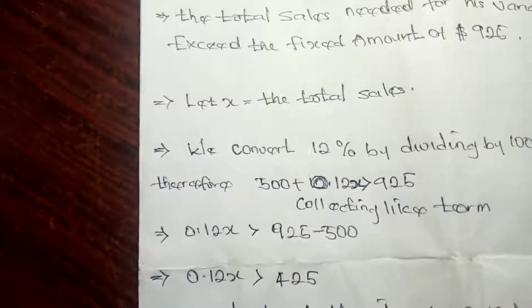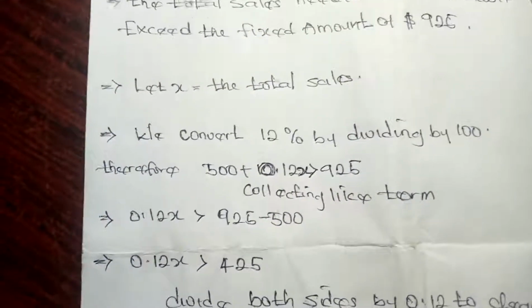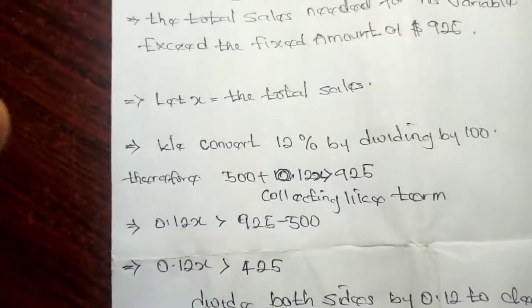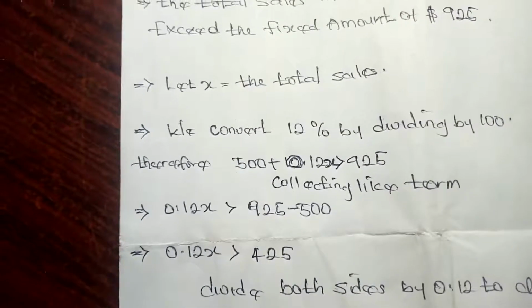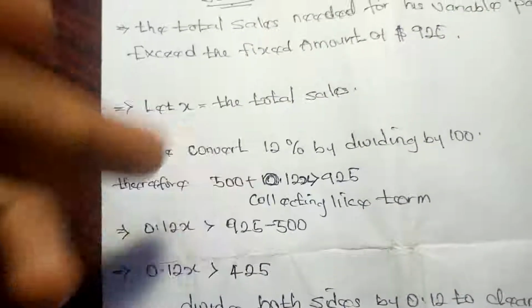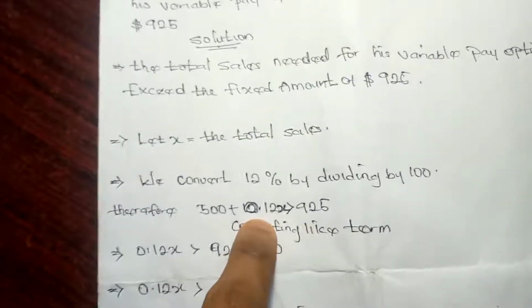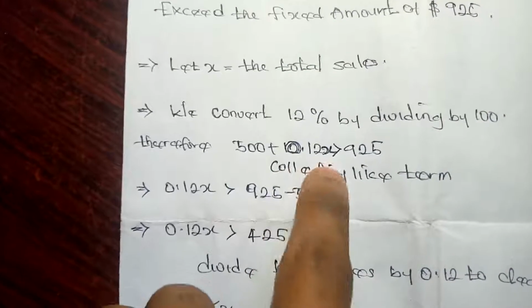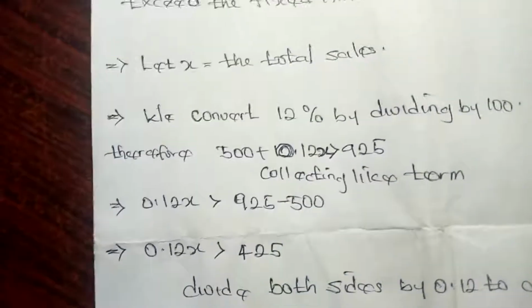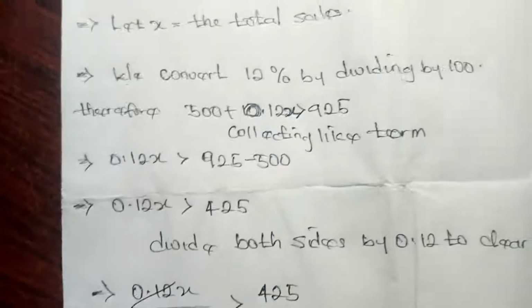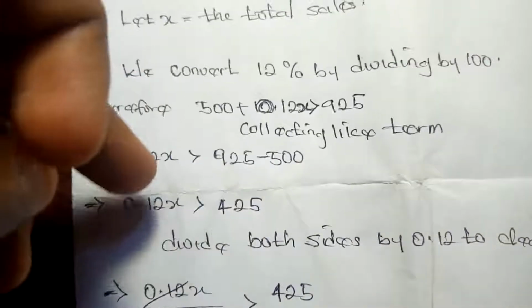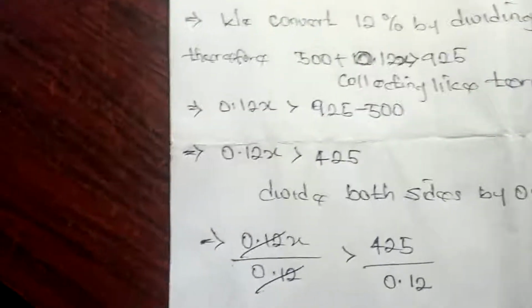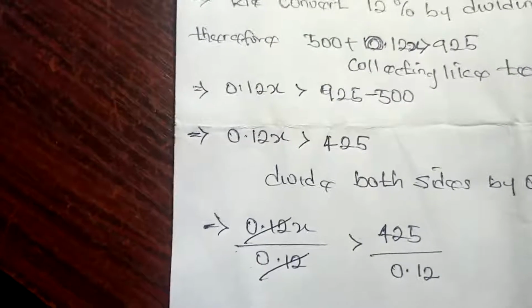Now we convert 12% by dividing it by 100. So when we divide by 100, we get 0.12. So therefore, we are translating into an inequality now. We get 500 plus 0.12x, because this is the percentage of his total sales. 0.12x is greater than 925. Now collect like terms. 500 comes to the other side, and we have 925 minus 500. So we are getting 0.12x is greater than 425.